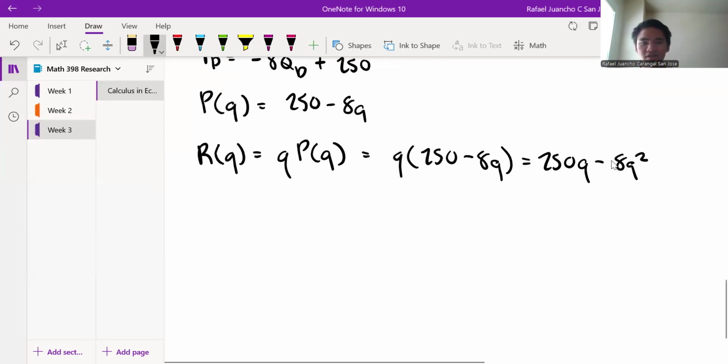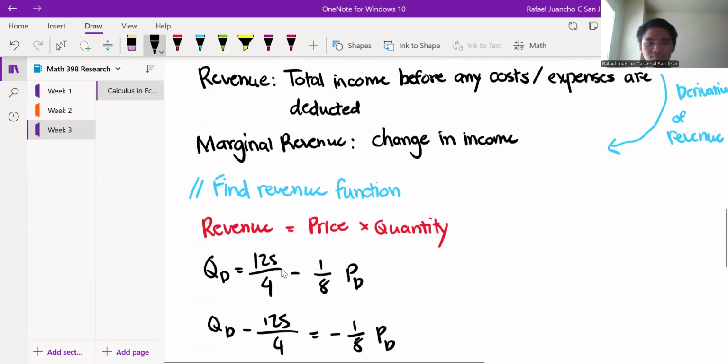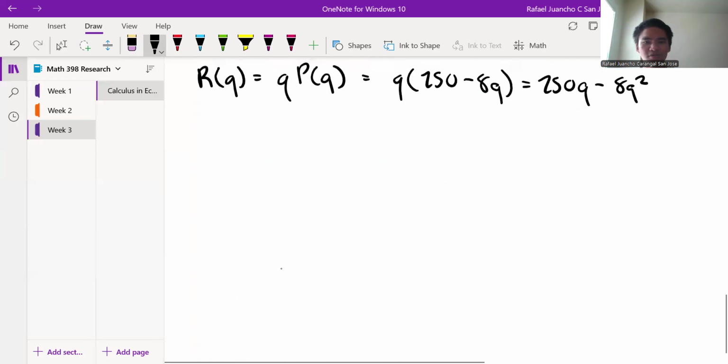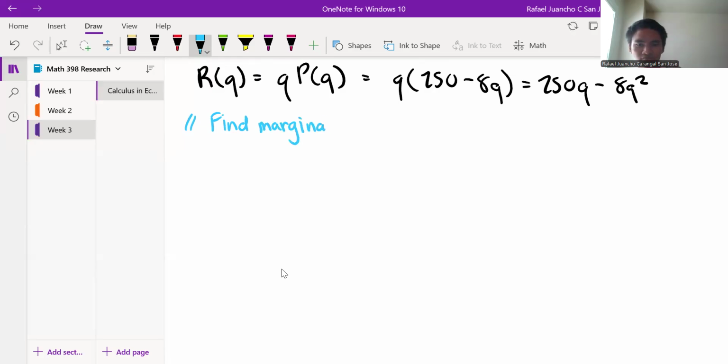Now we can actually find our marginal revenue function as well as our marginal cost from our total cost function. We can find that already. So we can find marginal revenue, right? And marginal cost.